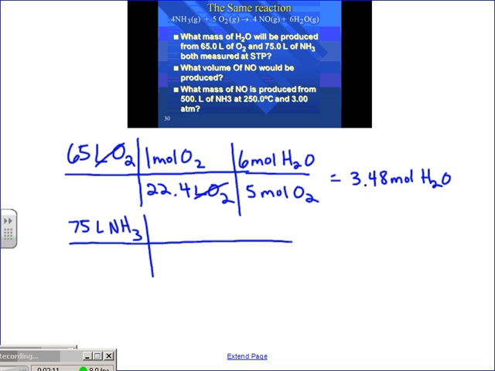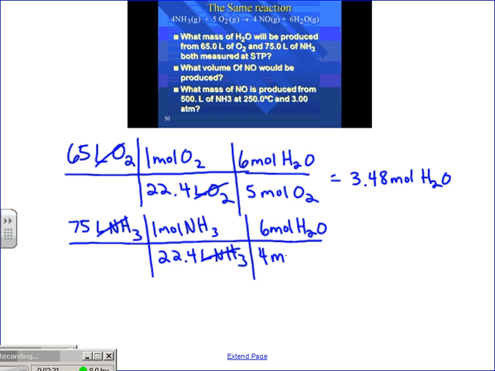So same process, 1 mole of ammonia is 22.4 liters of ammonia. Still solving for water, so it's 6 moles of H2O for every 4 moles of ammonia according to the balanced equation. Multiply and divide, and we get 5.02 moles of water.